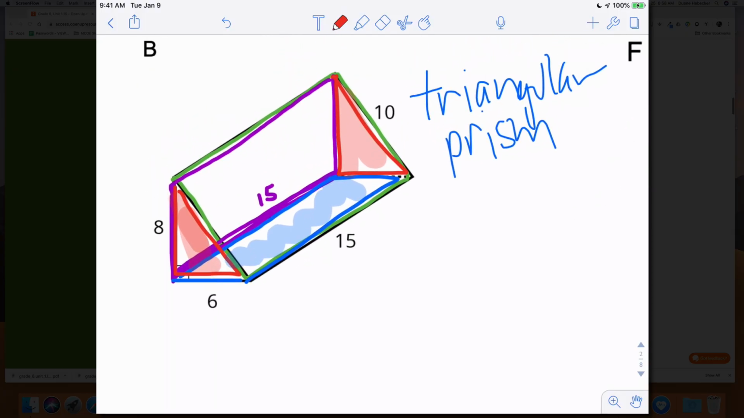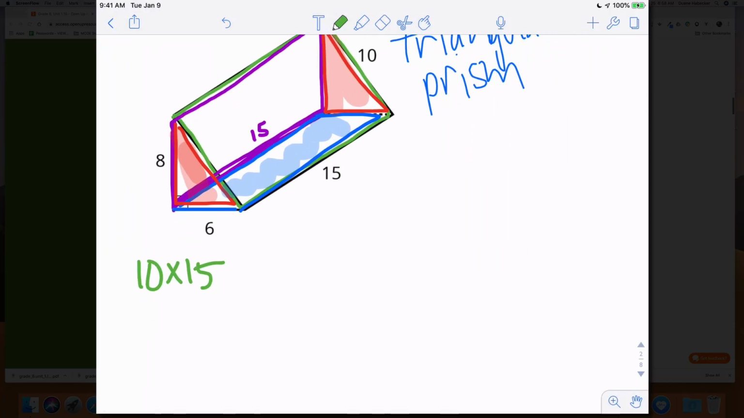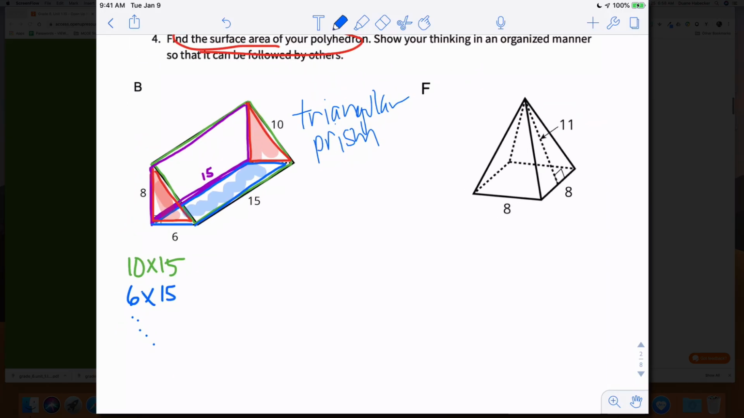In this case, we had a rectangle. The green rectangle was 10 by 15. We had that blue rectangle, which was 6 by 15, etc. And you find all of the different faces, find the area of those different faces, and add that up. Find the sum. That gives you your surface area.